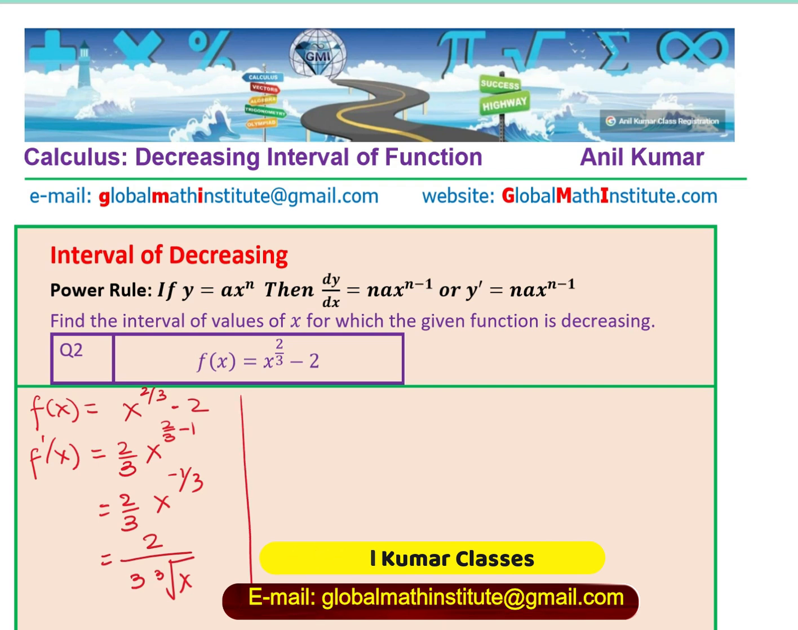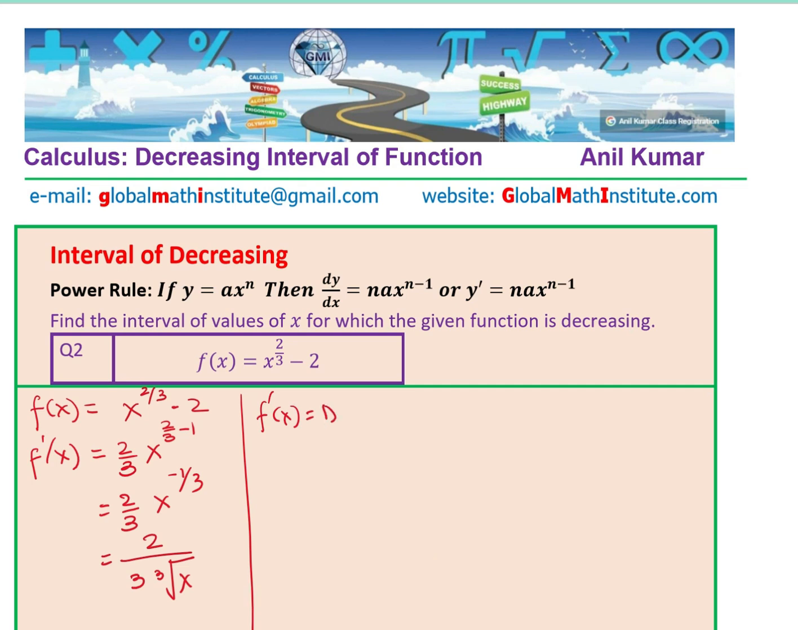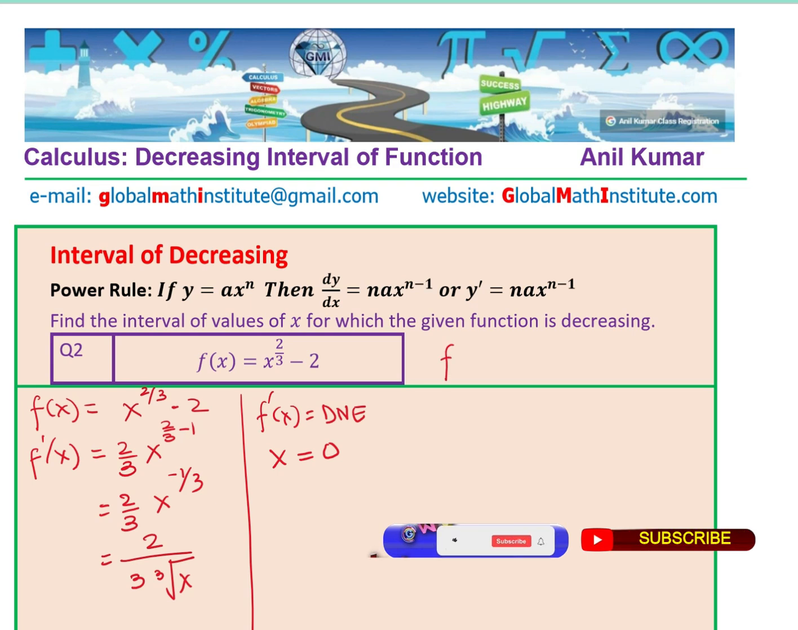Now in this case, we can clearly see that the derivative f prime of x does not exist for x equals 0, right? Because we get 2 over 0, which is infinitely large, so it does not exist. But the function is continuous, right? If I substitute 0, we know f of 0 is equal to minus 2. The function indeed is continuous.